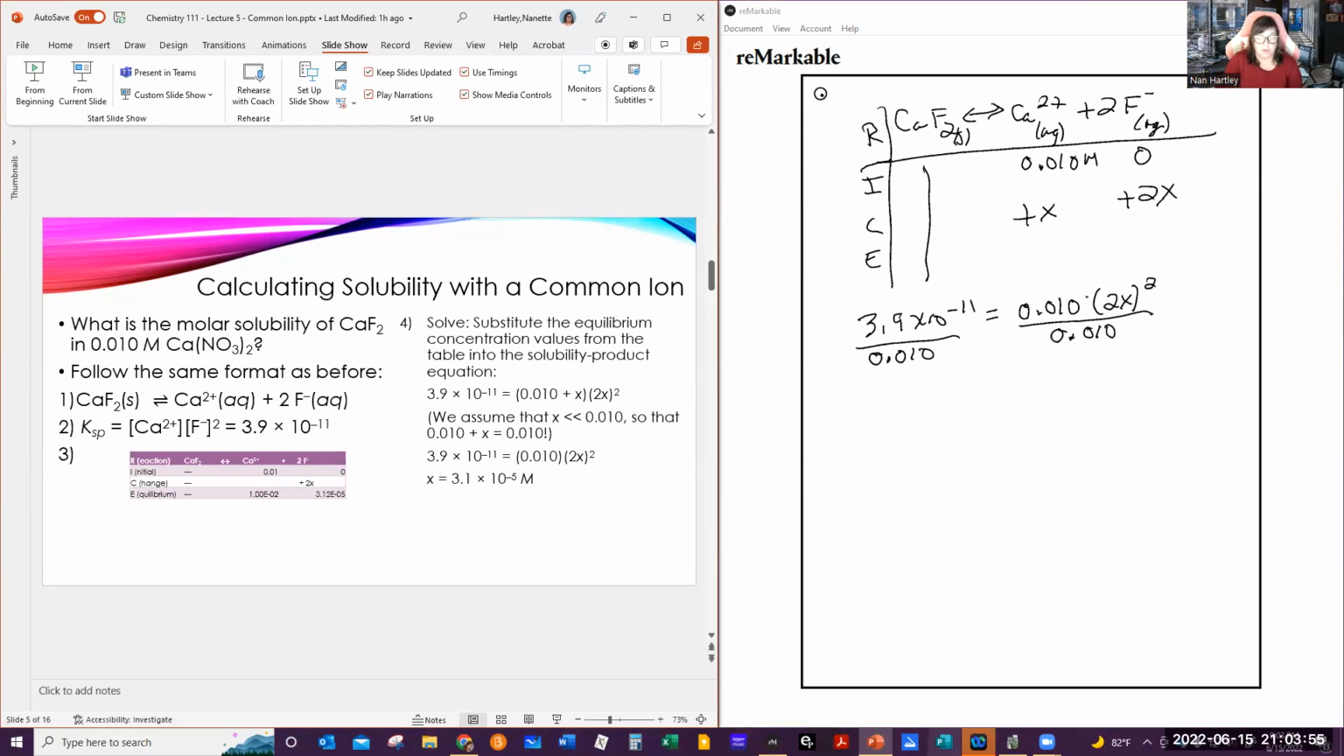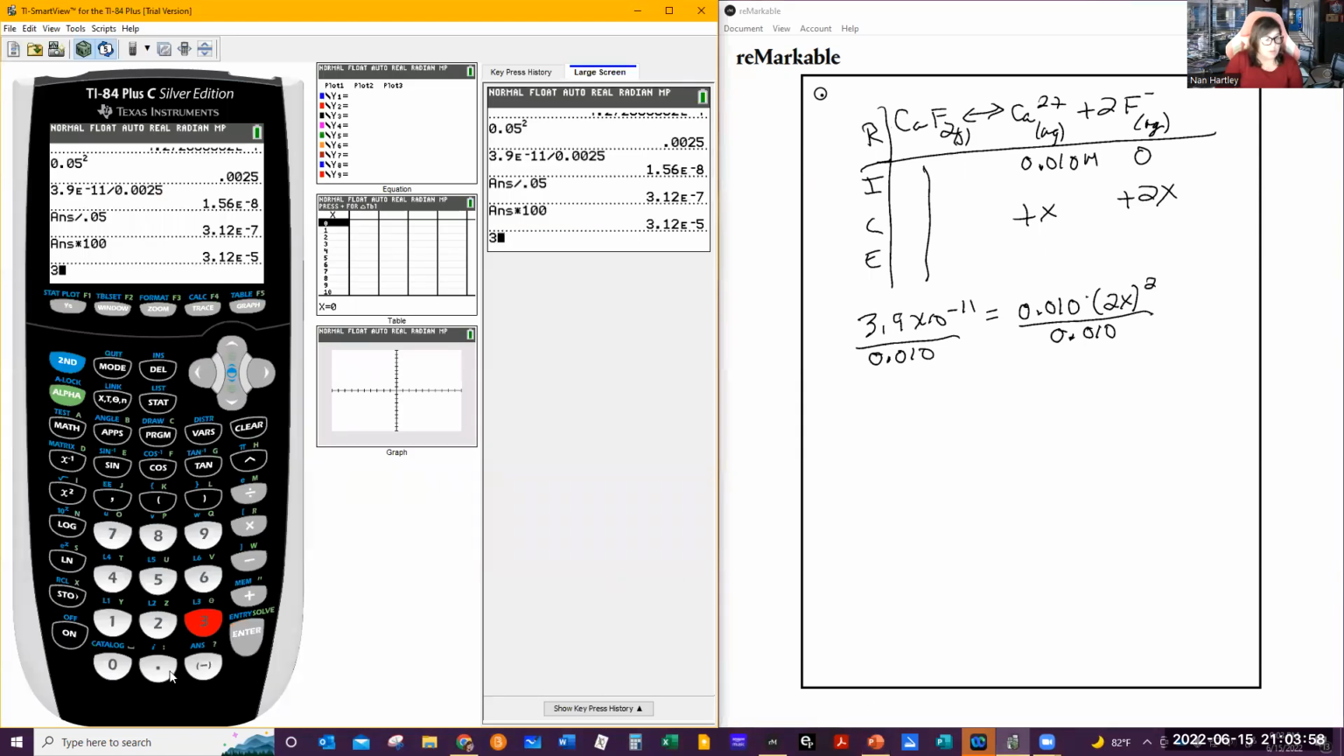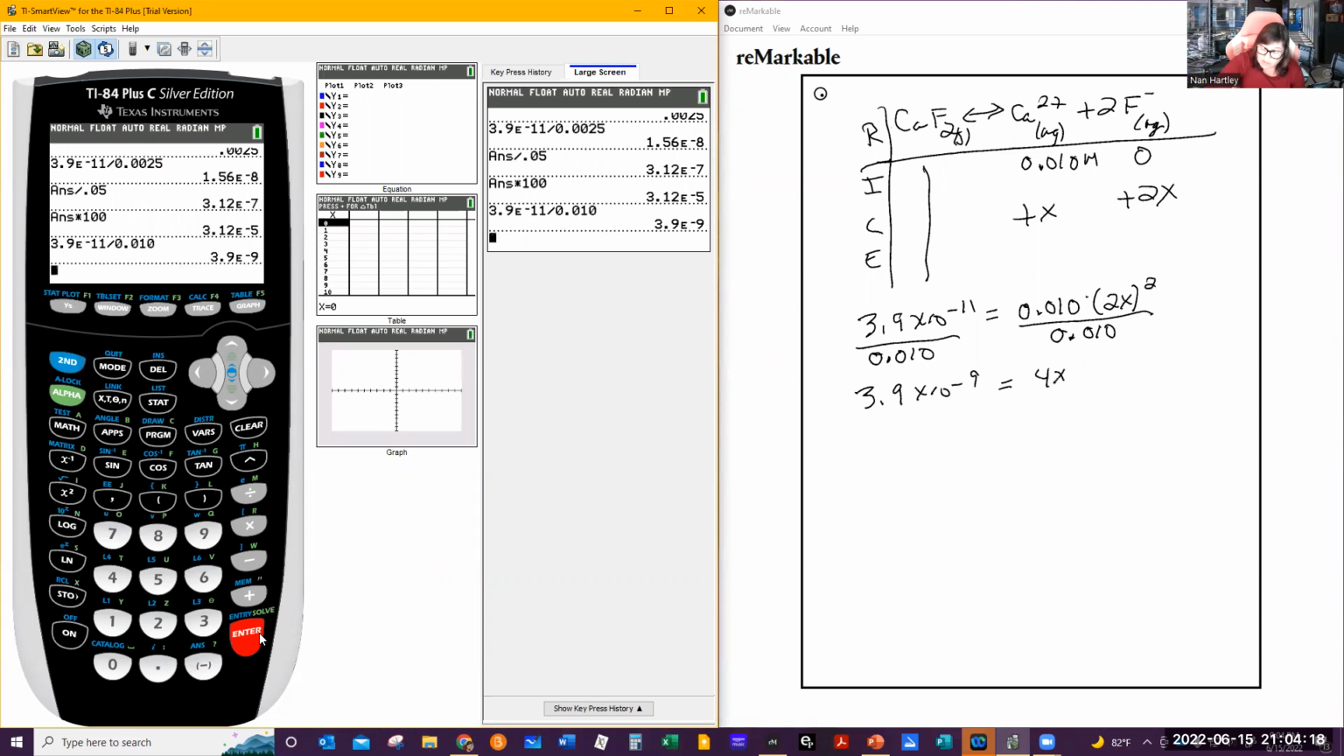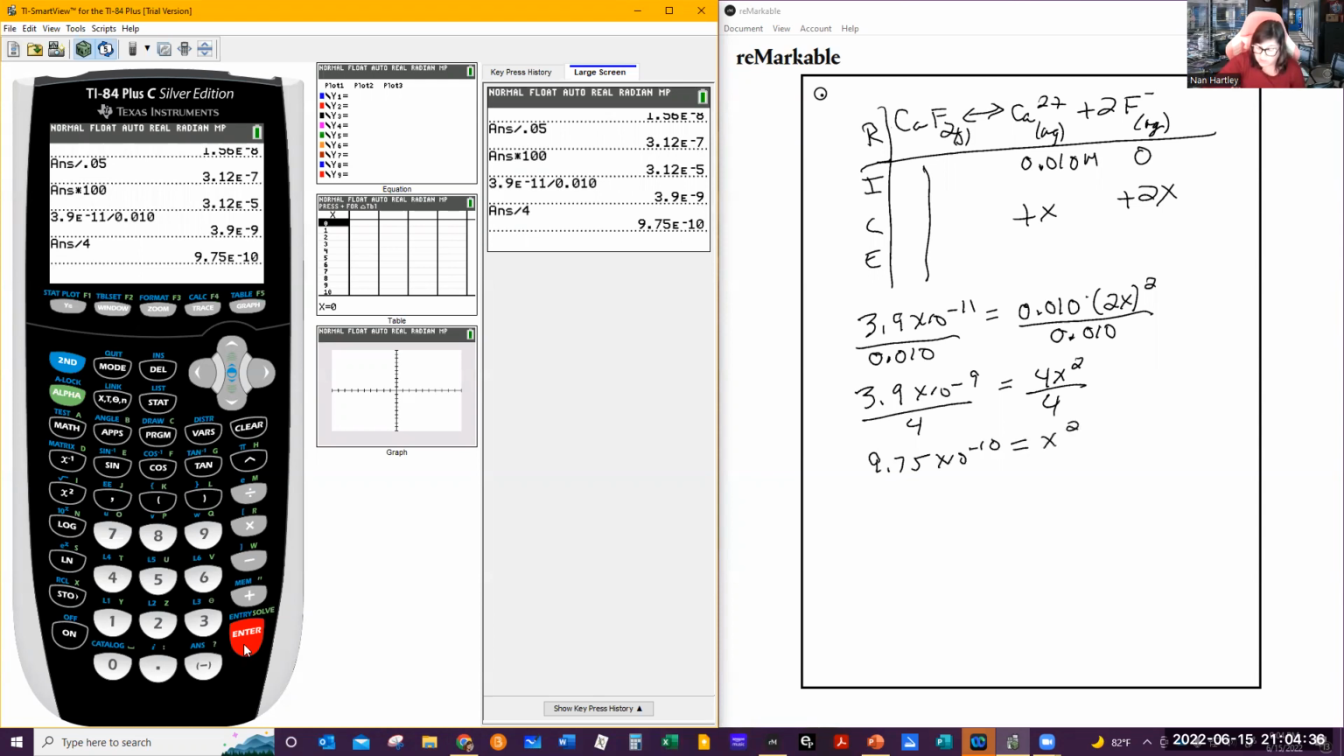And I'll pull my calculator back up so I can do that. So 3.9 E negative 11 divided by 0.010. And that gives me 3.9 times 10 to the minus 9th. And that's equal to 4x squared. So we'll divide by 4. And that again gives me that 9.75 times 10 to the minus 10th, different exponent this time, but same value.